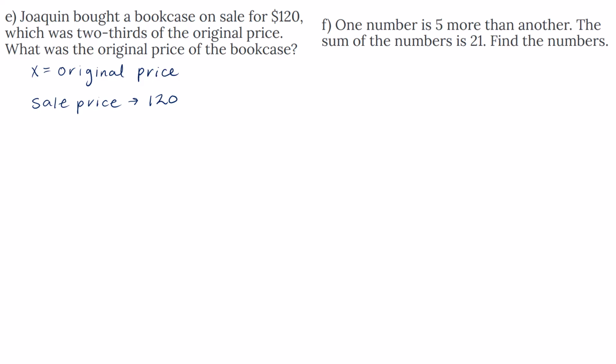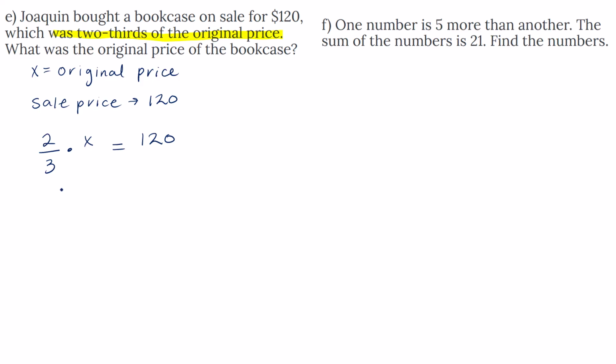So for this question, we're looking for the original price, so I've set that equal to x. And we also know that the sale price of the bookshelf was $120. So to set up an equation to help us figure this out, we're going to need to recognize that the sale price was 2/3 of the original price. So knowing that, we can set up an equation like this. 2/3 of the original price should be equal to 120, because we can use multiplication to find a portion of something else. So 2/3 of this original price is 120.